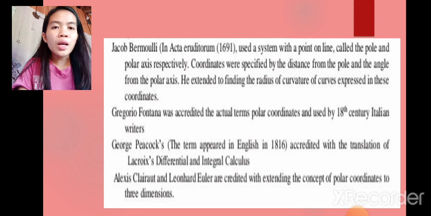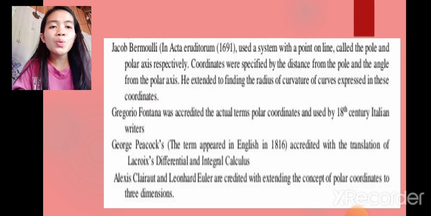Jacob Bernoulli, in Acta Eruditorum in 1691, used a system with a point on a line, called the pole and polar axis respectively. Coordinates were specified by the distance from the pole and the angle from the polar axis. He extended this to finding the radius of curvature of curves expressed in these coordinates.